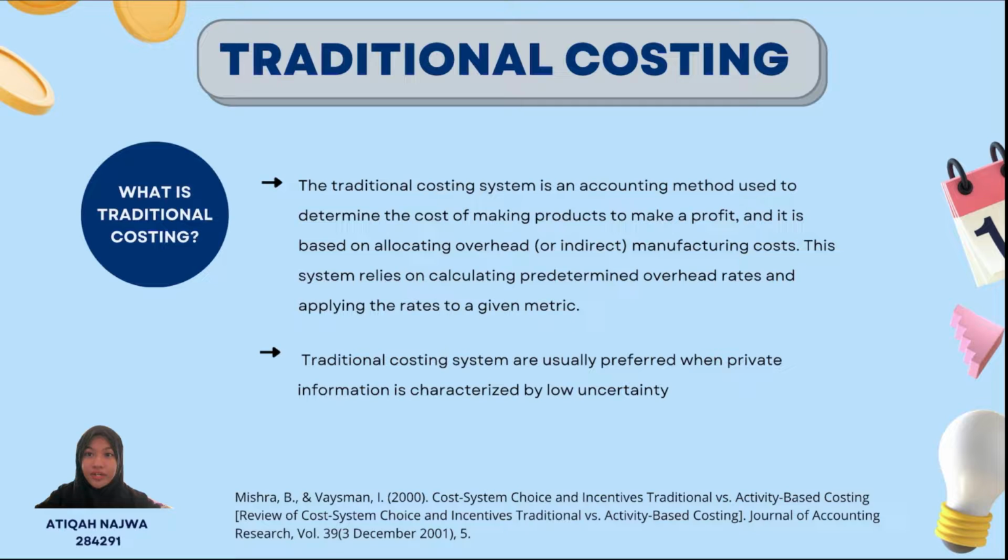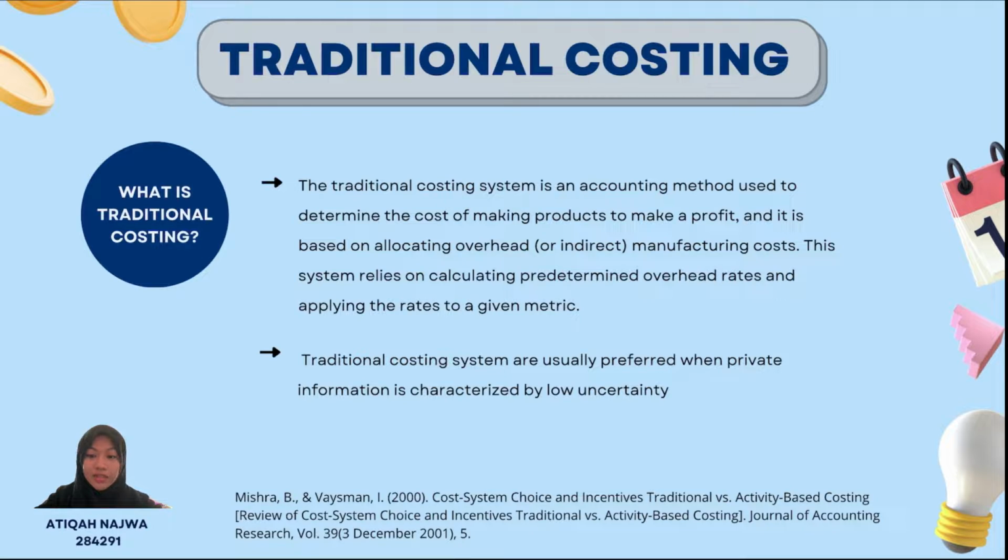Thank you, Hafiza, for the great explanation. Now, I will talk about traditional costing. What is traditional costing? Based on the Journal of Accounting, Cost System Choice and Incentives: Traditional versus Activity-Based Costing, page 5, it stated that the traditional costing system is an accounting method used to determine the cost of making products, and it is based on allocating overhead or indirect manufacturing costs. This system relies on calculating predetermined overhead rates and applying the rates to a given metric.